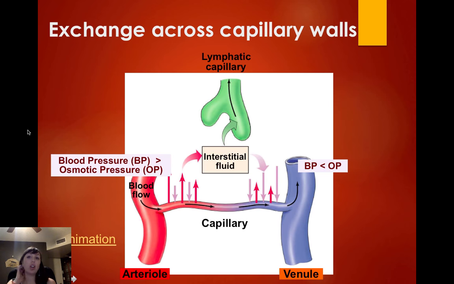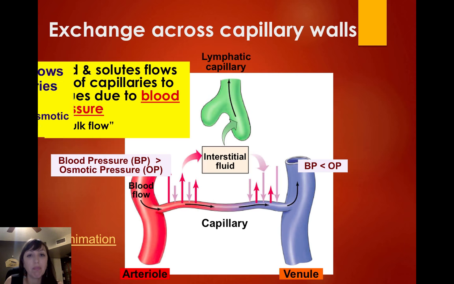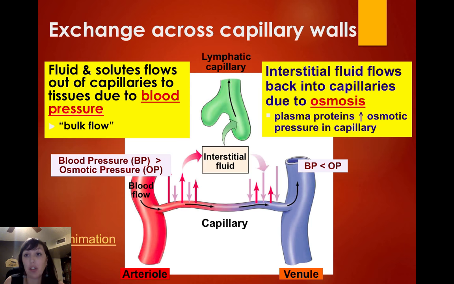Okay, so exchange across capillary walls. Fluid and solutes flow out of capillaries to tissues due to blood pressure, which is bulk flow. And interstitial fluid flows back into capillaries due to osmosis. And this is where plasma proteins increase osmotic pressure in the capillary.